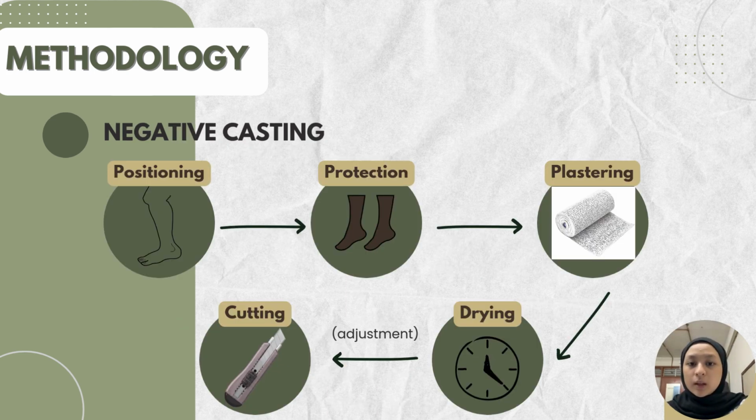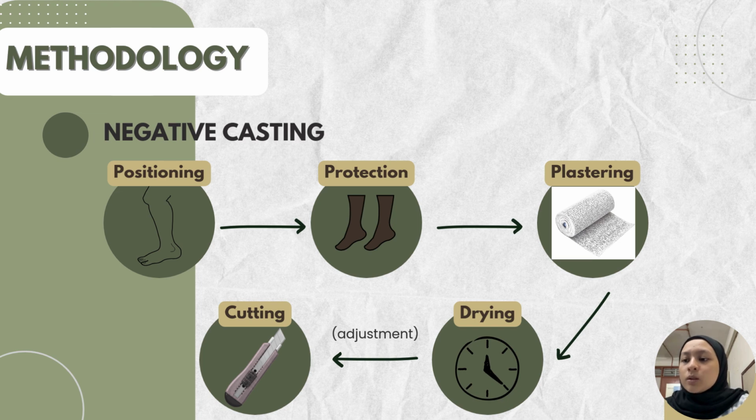Once measurements are taken, we proceed with negative casting. First of all, it's important to position the foot by ensuring that the subtalar joint is locked in neutral while the mid-tarsal joint is fully pronated. Before positioning, the subject was ensured to wear a protection layer, as in a stockinette, and also a clear tube was inserted inside it at the front part of the leg for safety during the cutting process later.